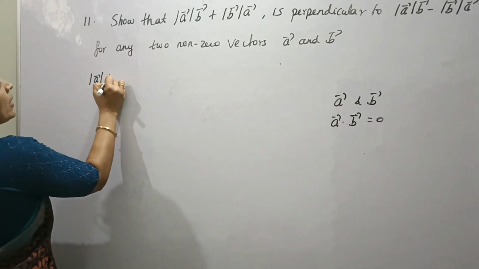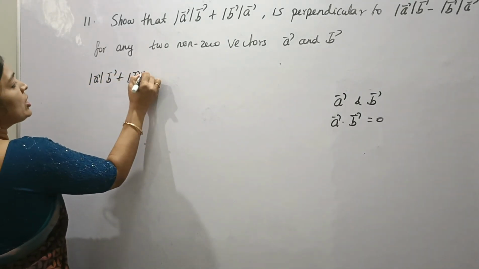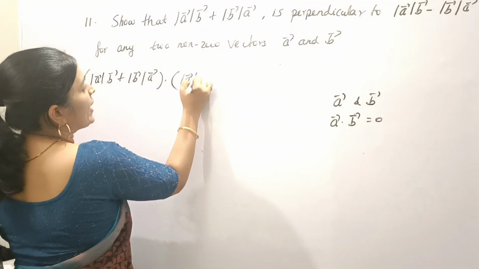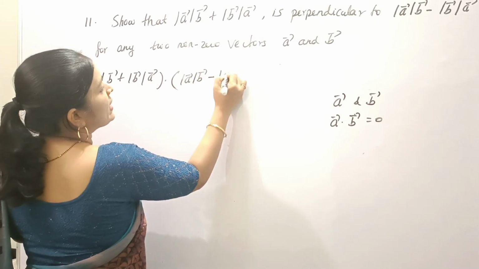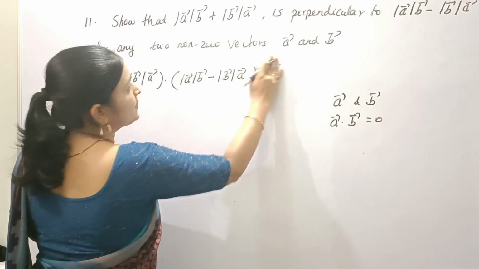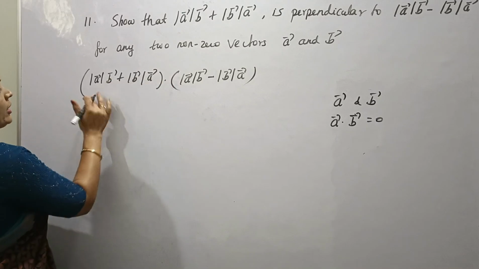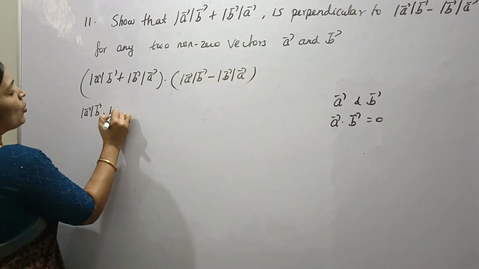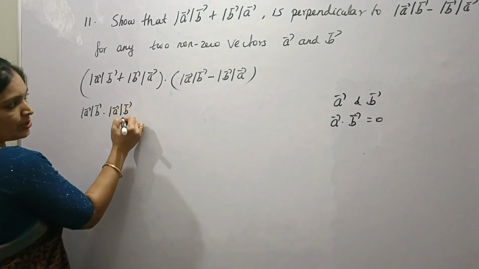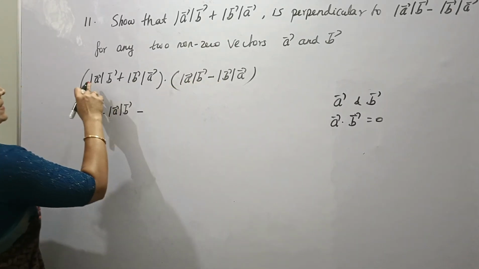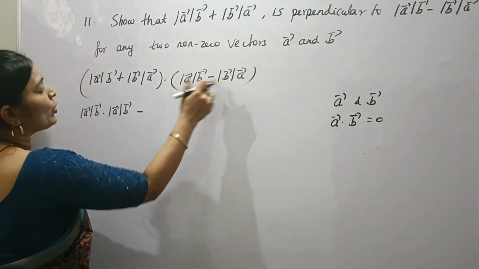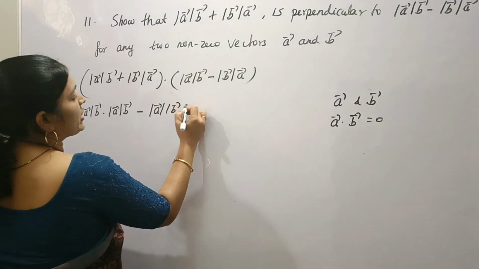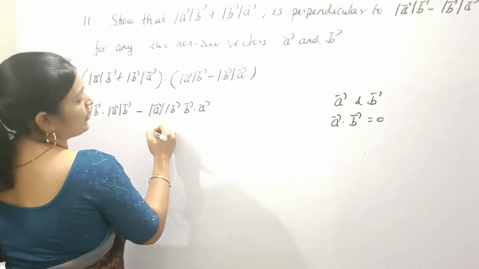Modulus vector A into vector B plus modulus vector B into vector A, dot modulus vector A into vector B minus modulus vector B into vector A, right? So here the first term is modulus vector A into vector B dot modulus vector A into vector B. Next term is minus modulus vector A into modulus vector B into vector B dot vector A, and vector B dot vector B.